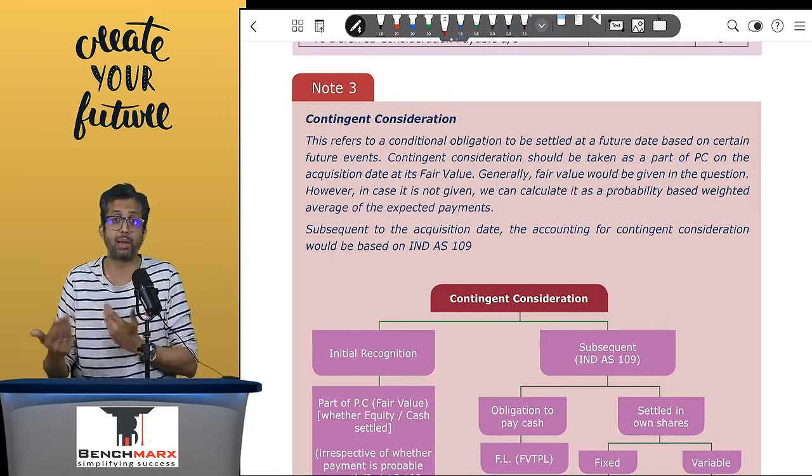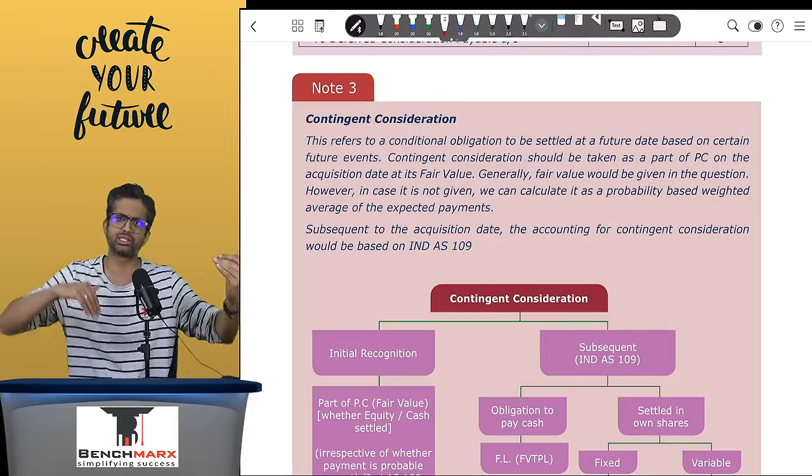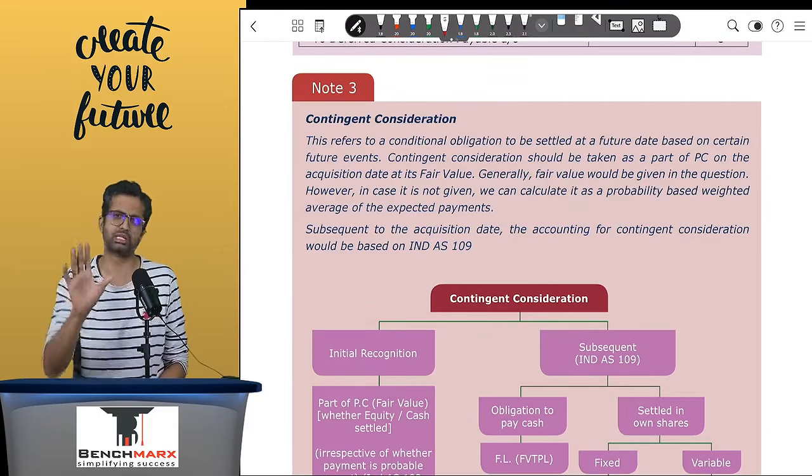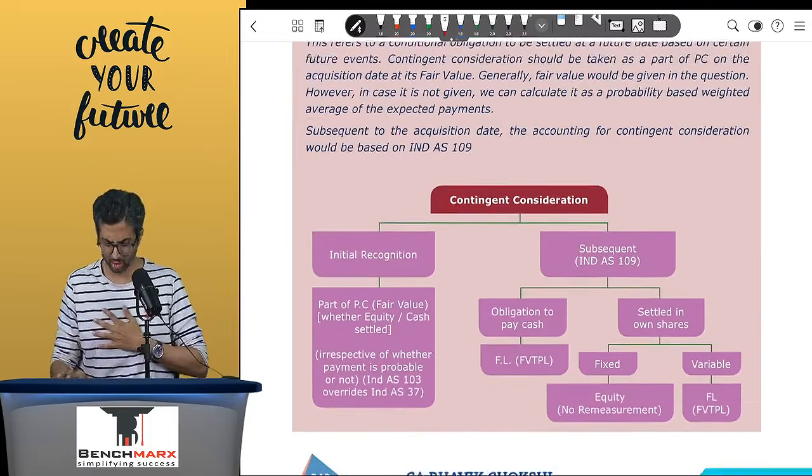However, if the settlement may happen for a variable number of shares, you might issue 2 crore shares, 3 crore shares, 5 crore shares, if the settlement may happen for a variable number of the entity's own equity instruments, it is still a financial liability for which FVTPL accounting will apply.